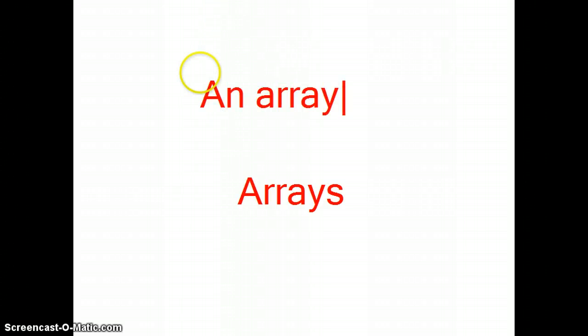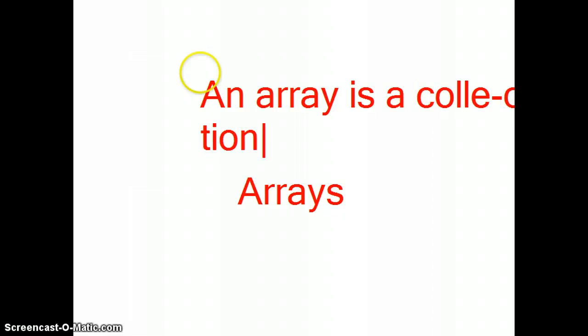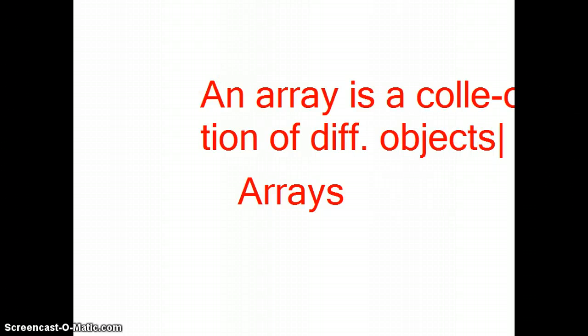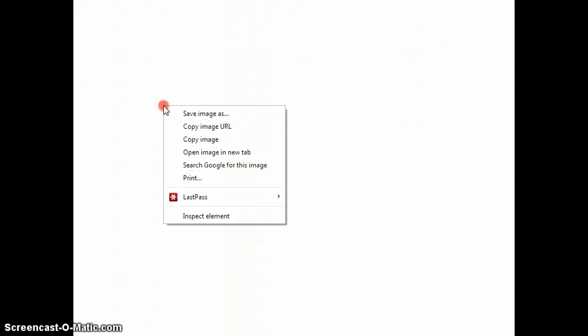Now, what is an array? An array is a collection of different objects. It isn't that different from a list or something. It turns out that we can create an array using lists. Now, what is the advantage of arrays?